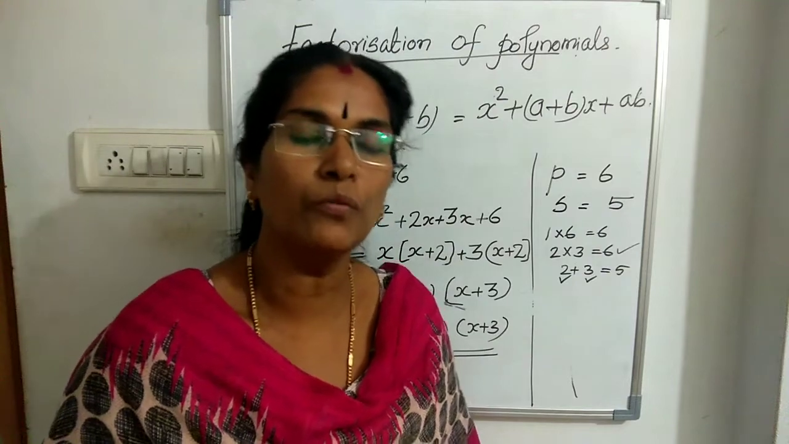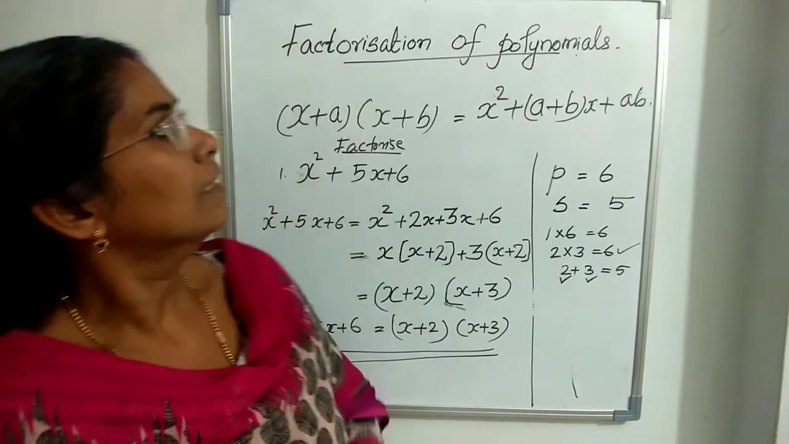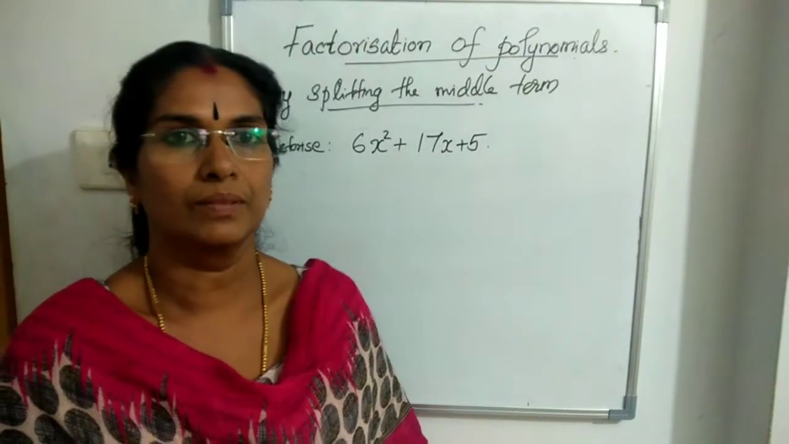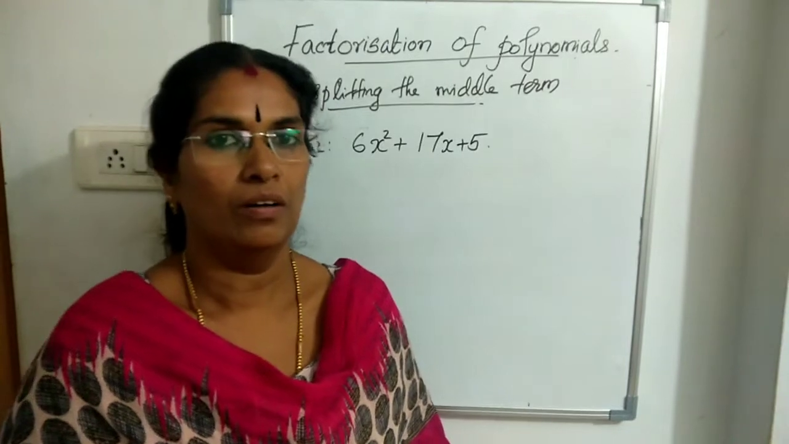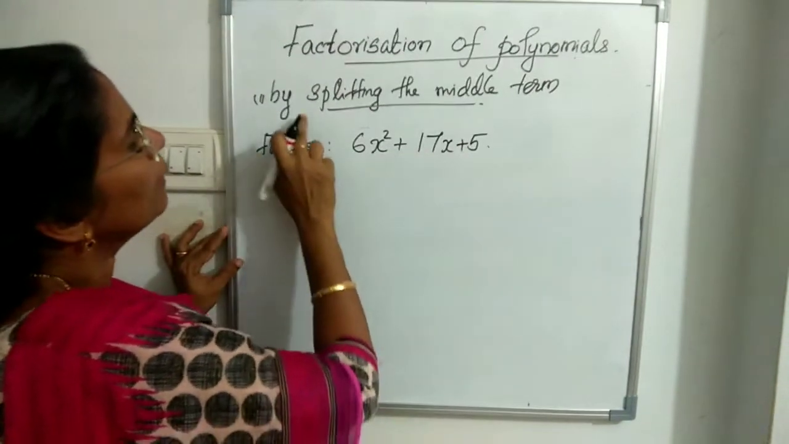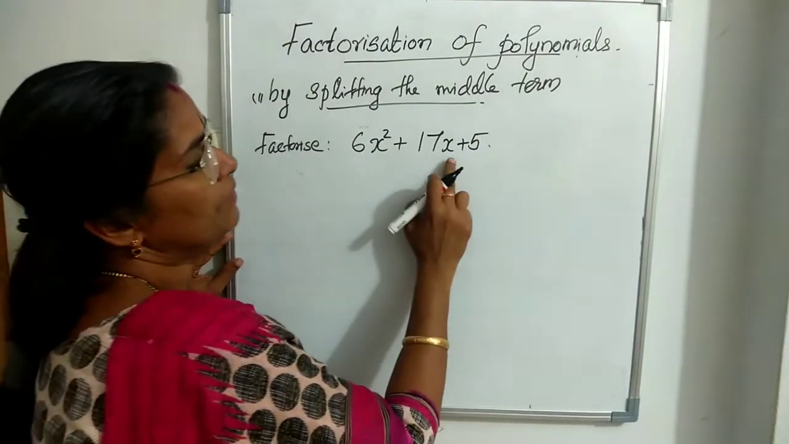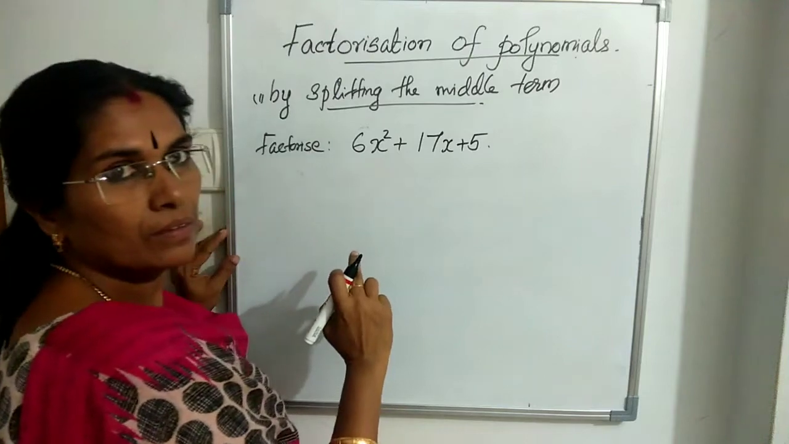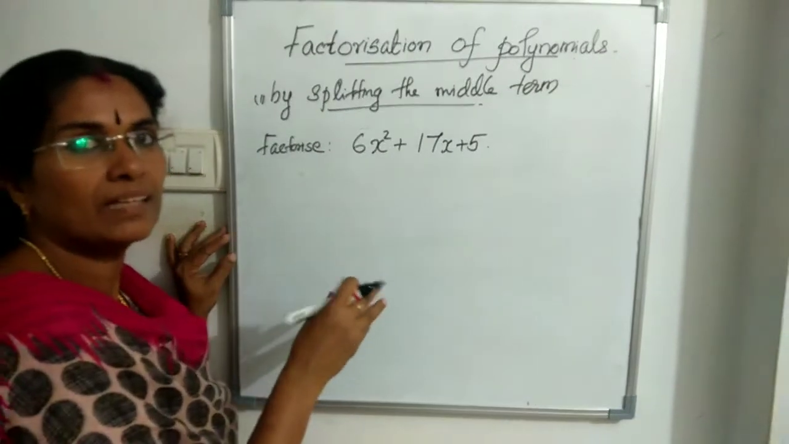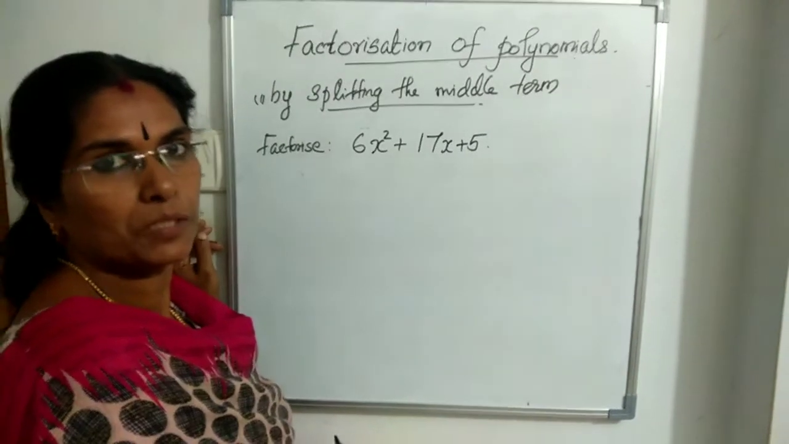This year also we are using the same formula to factorize polynomials. Now we can solve one question: factorization of a polynomial by splitting the middle term. The question is 6x square plus 17x plus 5. We take the same rule we learned last year, the same formula, (x plus a) into (x plus b).